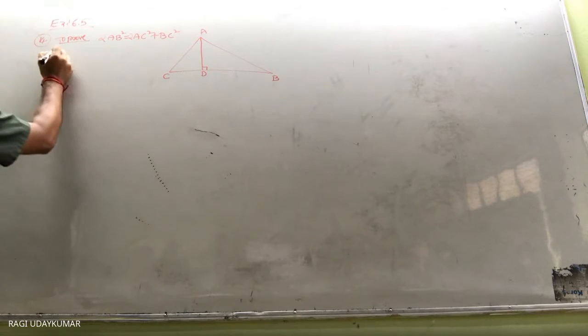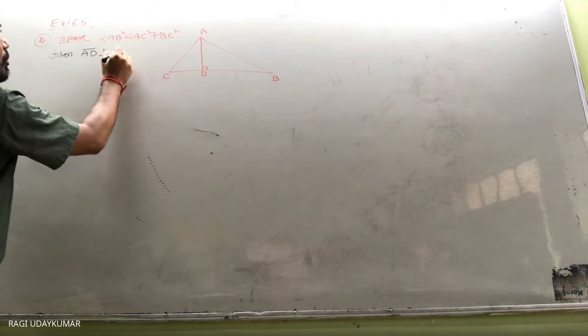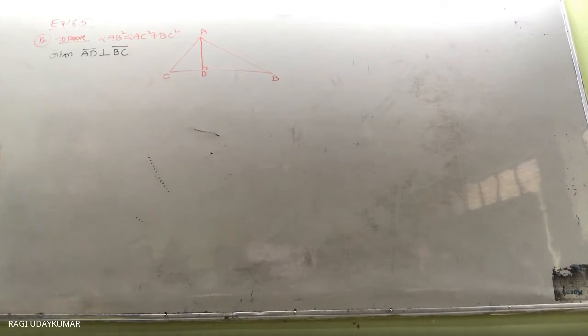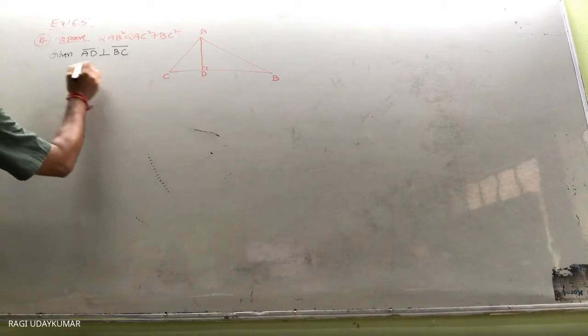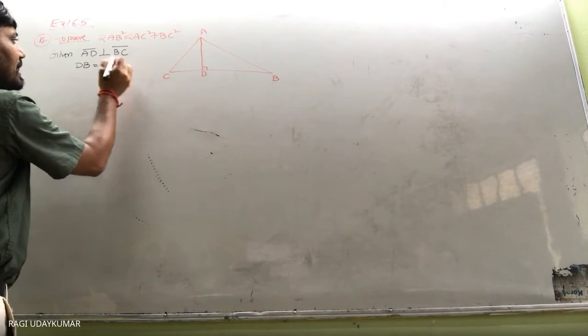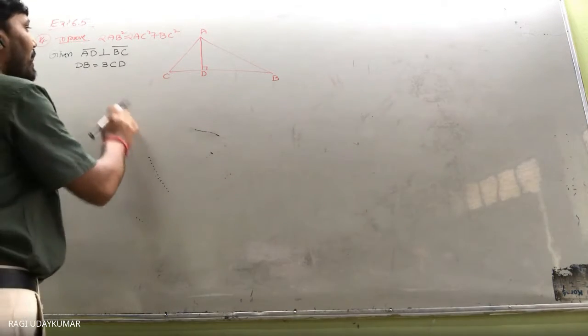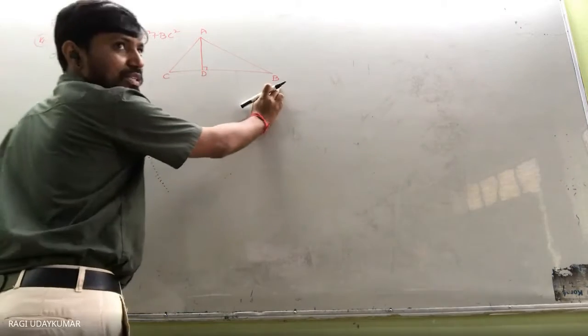So what is given? Let us write here. Given AD is perpendicular to BC. Given that AD is perpendicular to BC. Okay, so now we are getting right angle triangles, keep that in mind. And also given that DB is equal to 3 times CD.